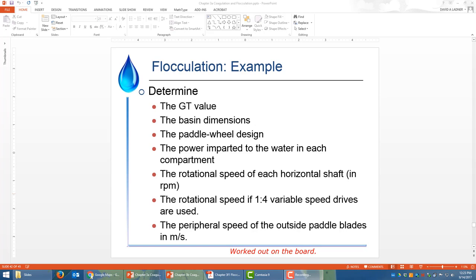And so we ask ourselves now if we accomplished the goals of our problem. We did determine each of these items all the way down to the peripheral speed of the outside paddle blades in meters per second. So we are done.